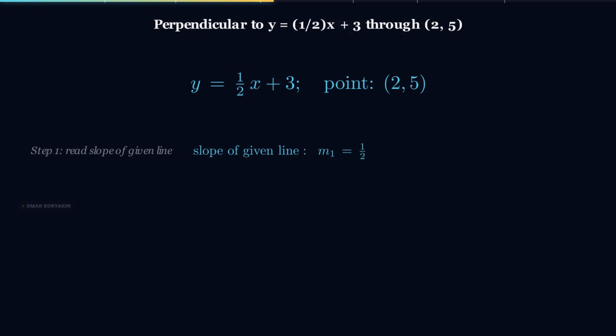Step 1. Read the slope of the given equation. y equals 1/2 x plus 3 is in slope-intercept form, so the slope is m equals 1/2. The y-intercept is 3 but does not matter for the perpendicular rule.